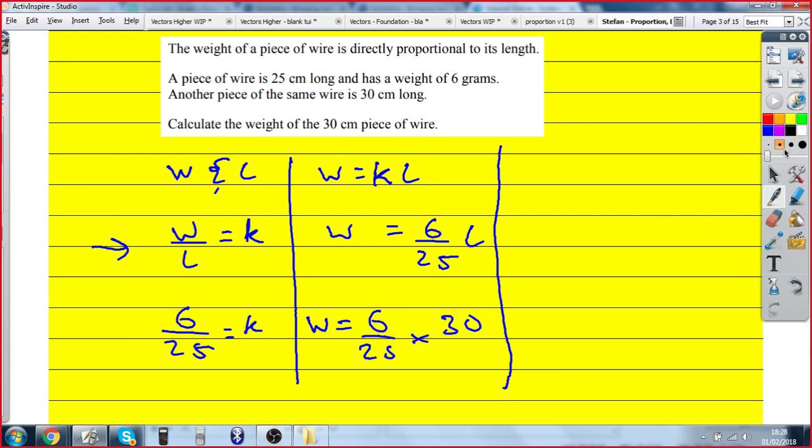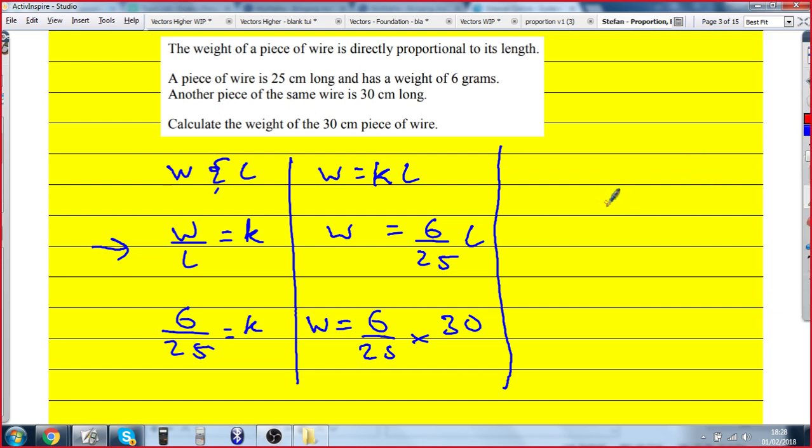How do you do that? Put it back down. Non-calc. You could do 25 into 6, it's 24 out of 100, so that means 0.24. Okay, so 0.24 times 30, would you know that?